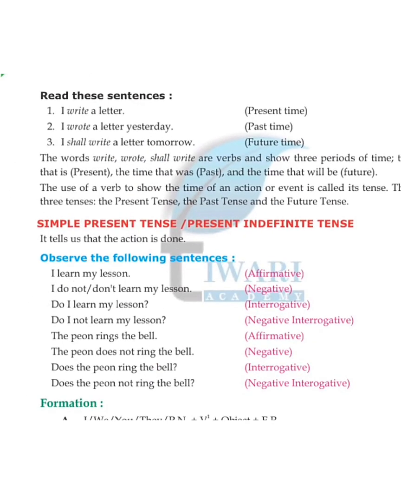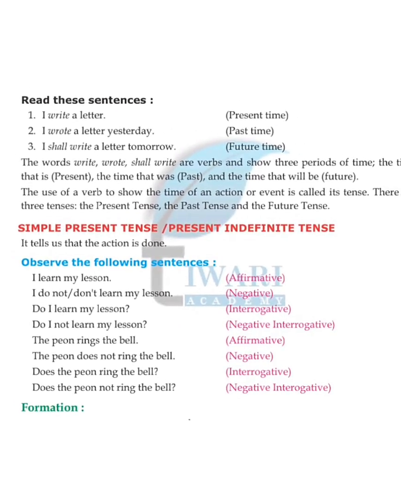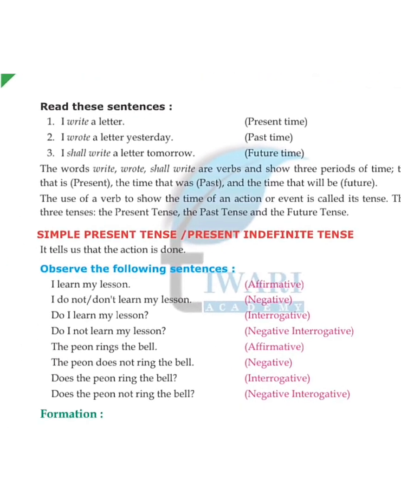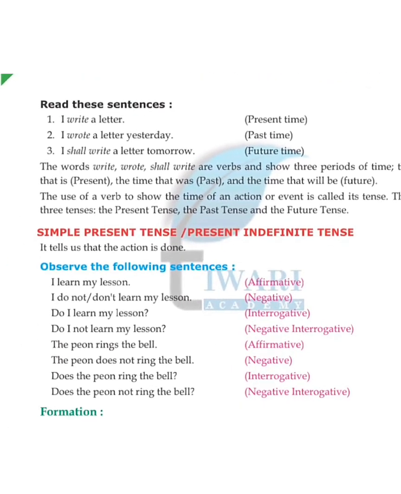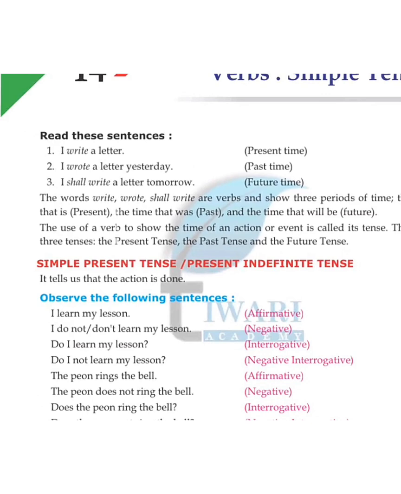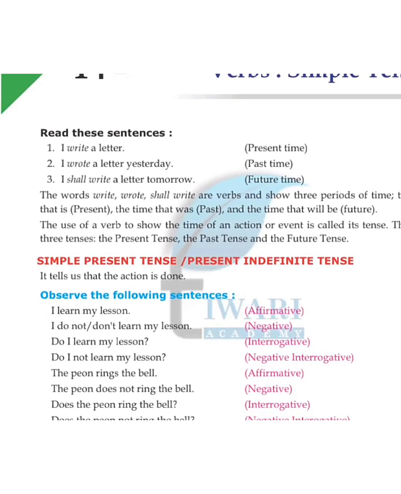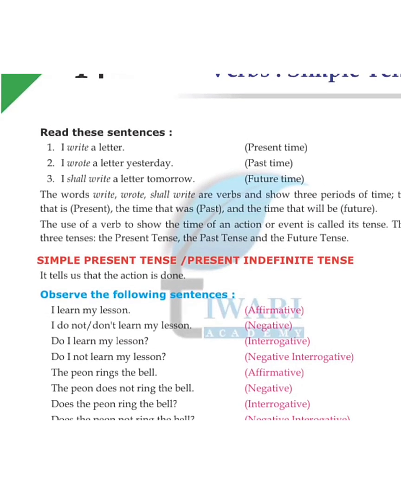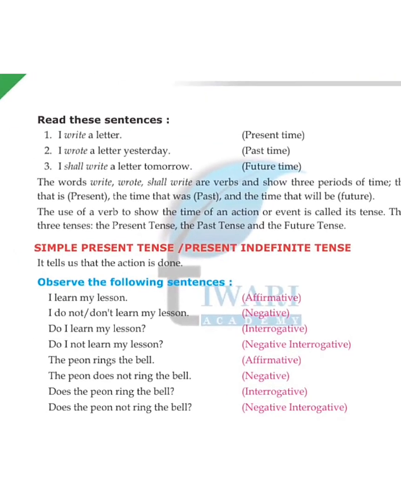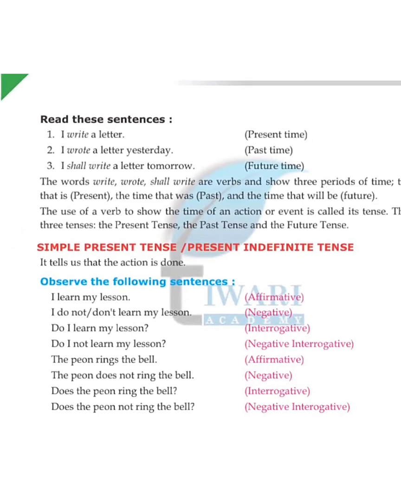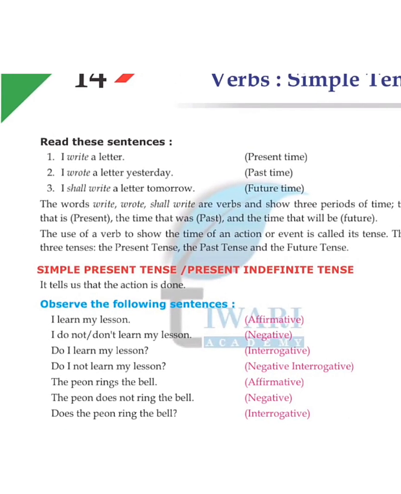So read these sentences. I write a letter. This is present time, that is, मैं एक letter लिखता हूँ. So it indicates the simple tense, like present indefinite. So present indefinite is called a simple tense. Okay, so read this sentence. I write a letter. That is present time. So this is a simple tense, simple present.